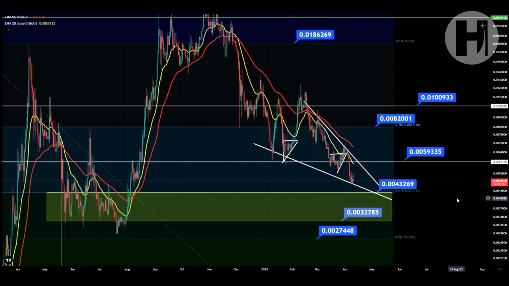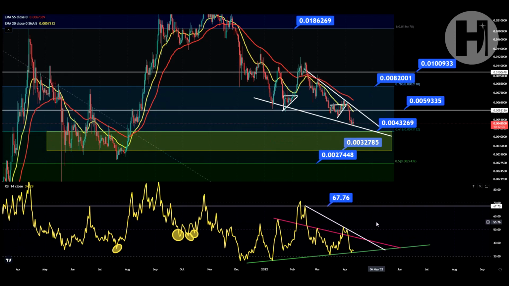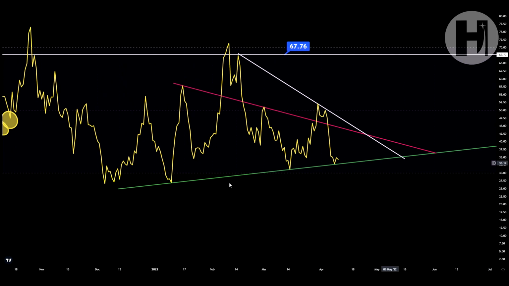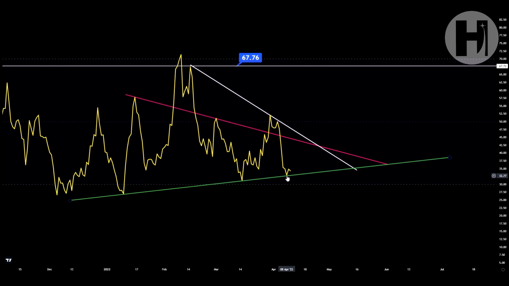Now, let's jump into the daily RSI and see what is going on over here. We do have multiple resistance trend lines right now. This green trend line below us, which is a support trend line, we just had a bounce from it April 8th.